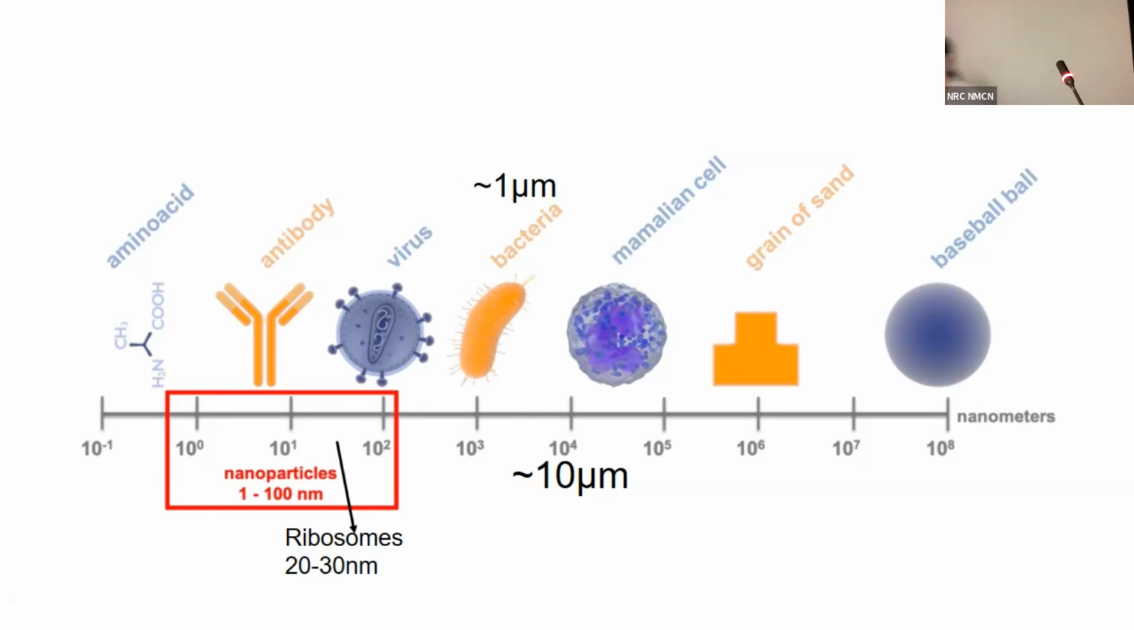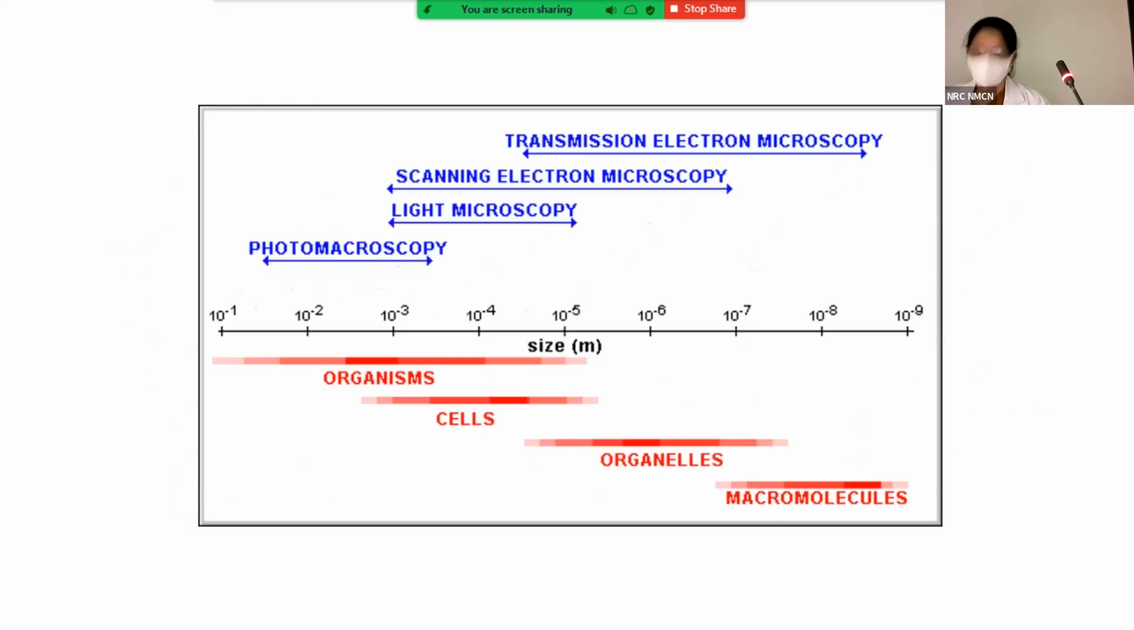But the internal structure cannot be seen under a light microscope. That can be seen only by an electron microscope, because you need to resolve the different parts of the mitochondria to say that this is a mitochondria. So that is why the electron microscope is important. This is just to give you an idea. What we are talking about is sub-microscopic particles, or things that can be seen only by an electron microscope. This is just to show a gradation: light microscopy, scanning, and transmission.